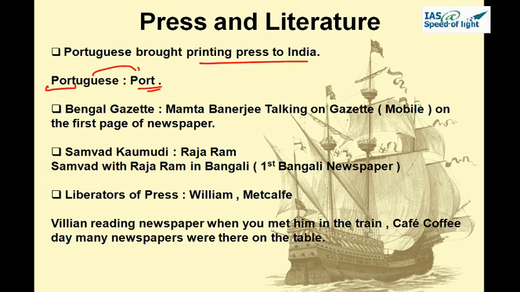First newspaper was Bengal Gazette. So Mamta Banerjee talking on Gazette mobile on the first page of the newspaper. Now to remember this press, first thing is newspaper. We already have a picture of a newspaper in front of us. First is the heading or the name of the newspaper on the top. So there we have an image of Mamta Banerjee talking on Gazette, and Gazette is mobile on the first page of the newspaper. So Bengal Gazette was the first newspaper.